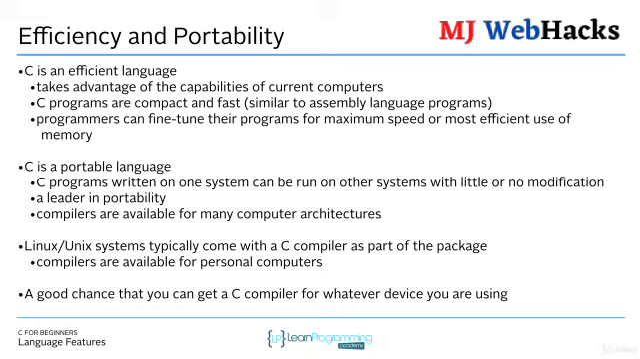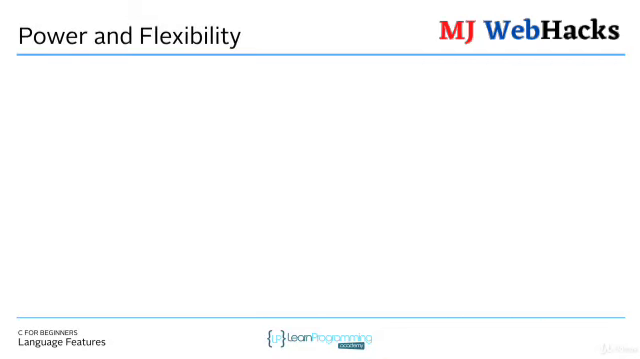Really low-level micro or mini computers as well, like processors in automobiles. It's also very flexible, which is important, and it's also very powerful. So the Unix and Linux kernels are written in C.